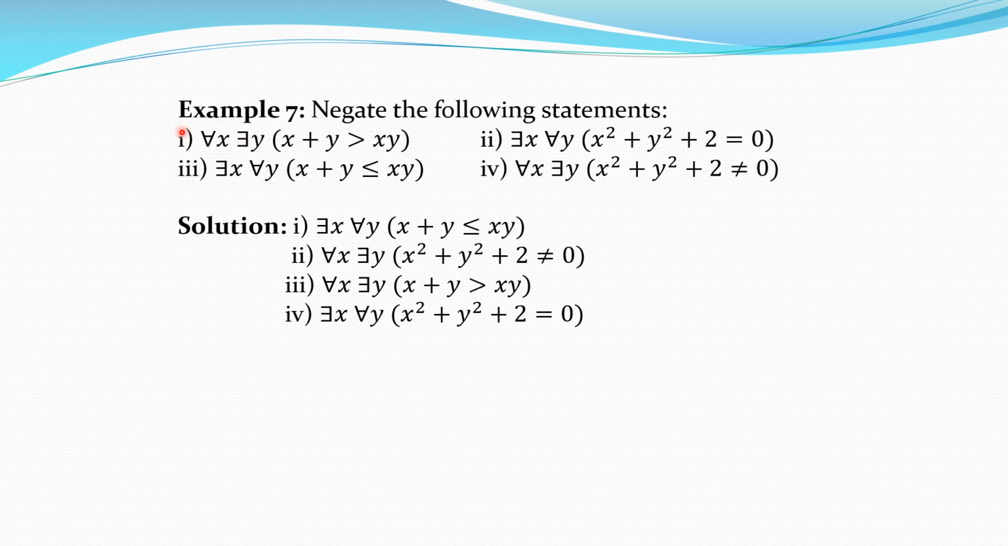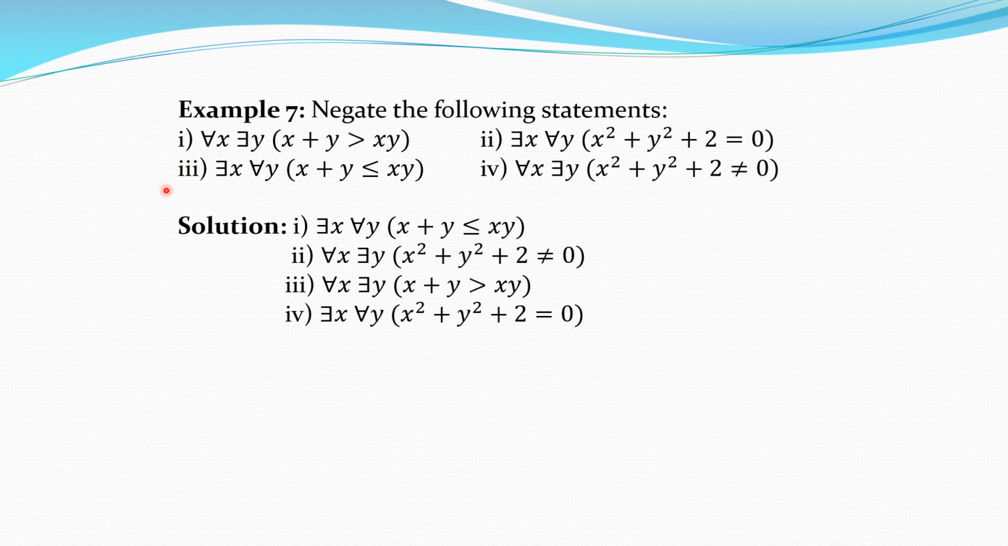At the same time, we have to consider the negation of this predicate, that is x plus y greater than xy. So not greater than means less than or equal. So negation of this part is x plus y less than or equal to xy. Now, second is there exists x for all y, x square plus y square plus 2 is equal to 0. Again, there exists x, negation is for all x. For all y, negation is there exists y. And for equal to, its negation is not equal. So, x square plus y square plus 2 not equal to 0.